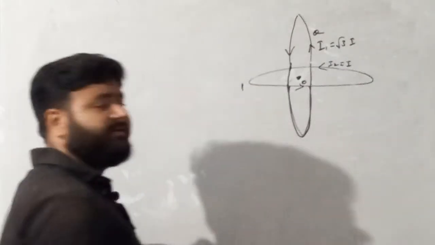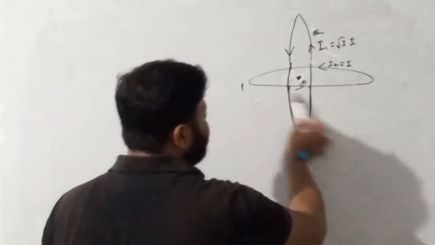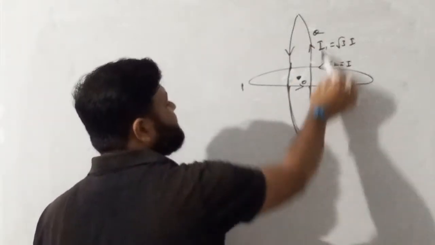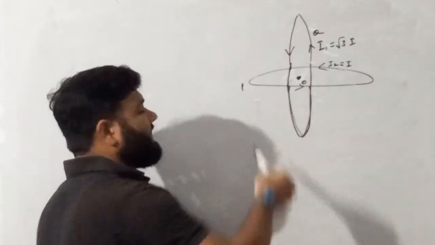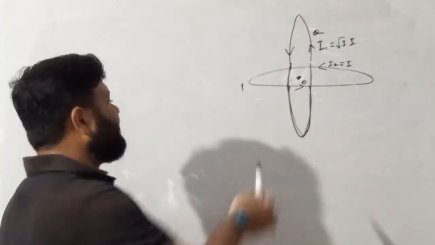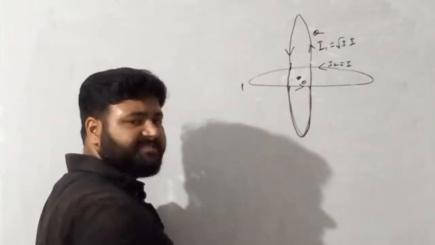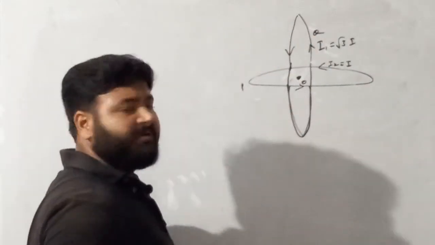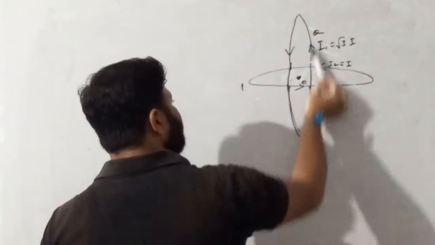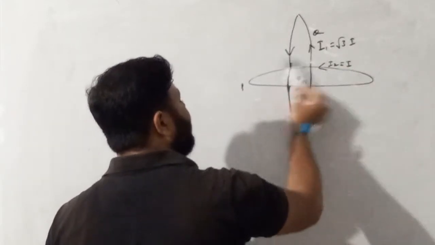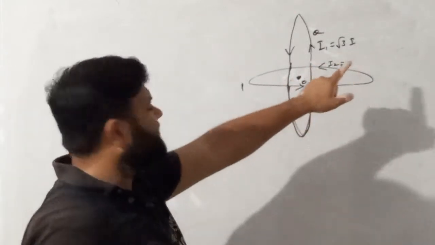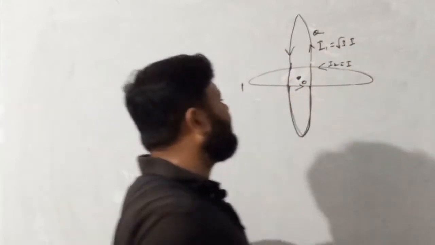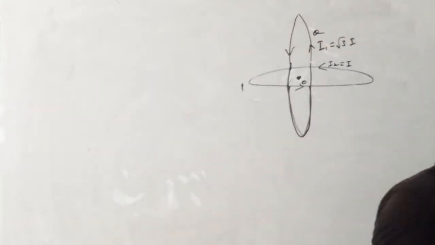So see, my dear student, the question is, we have two coils, one is P, another is Q. In both the coils current is flowing. The coils are placed in such a way that both the coils are perpendicular to each other. Their center is common. So this is basically the Q coil and this is basically the P coil. Both coils do not carry the same current. Q coil carries root 3 I current and P coil carries I current. I hope you all understand now.